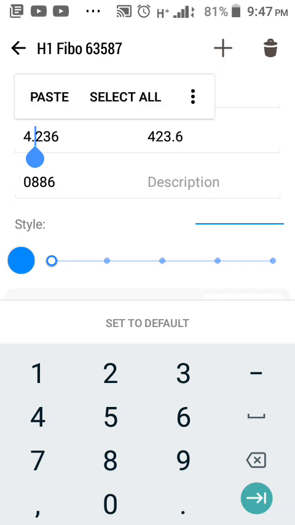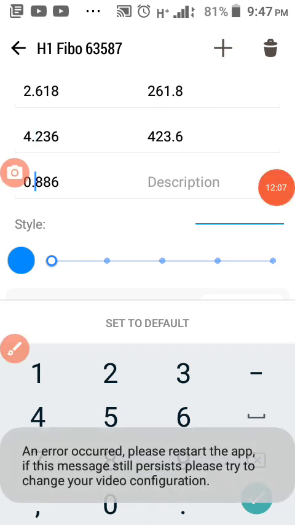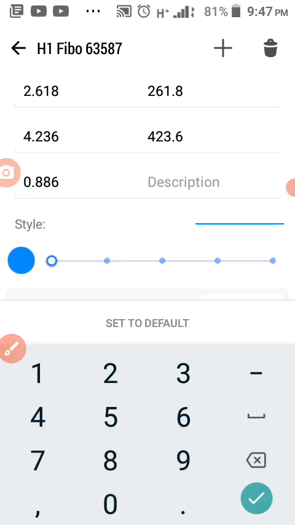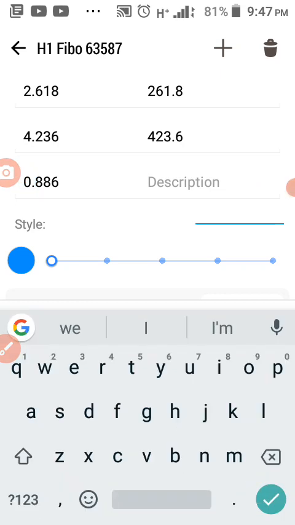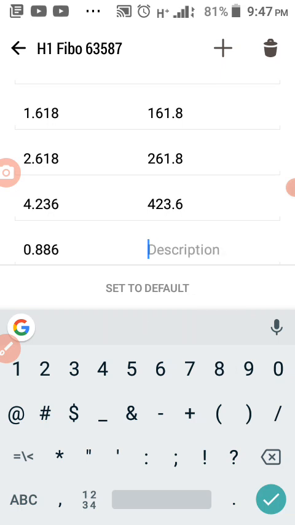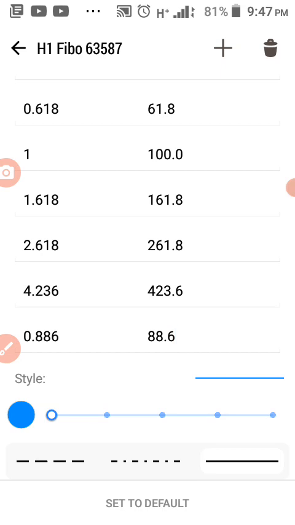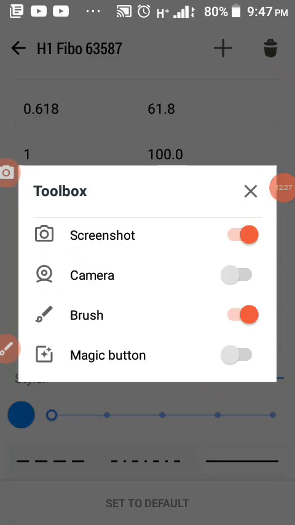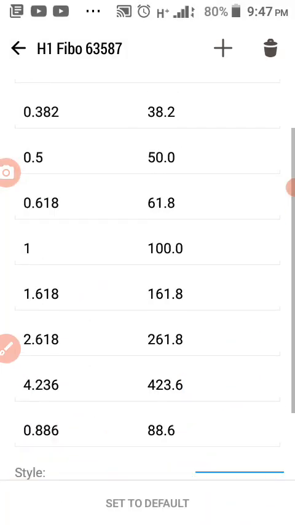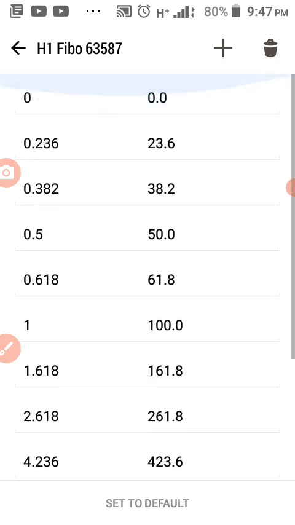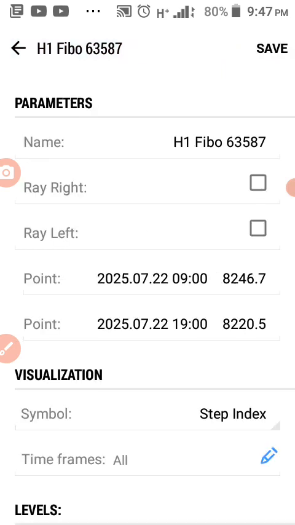So 0.886 is what I'm writing here. So the 0.886 Fibonacci ratio level, and my description is going to be 88.6. Right, I'm going to hide it. I already did it. It's added already. All I need to do is go back. I'm trying to see what best I can do to get this right properly. I'm trying to turn off the magic button that keeps showing anytime I take a trade like that. So I already created this, so I'm not setting it to default. If I click set to default, that's going to be something else. So I'm going back and I saved it.